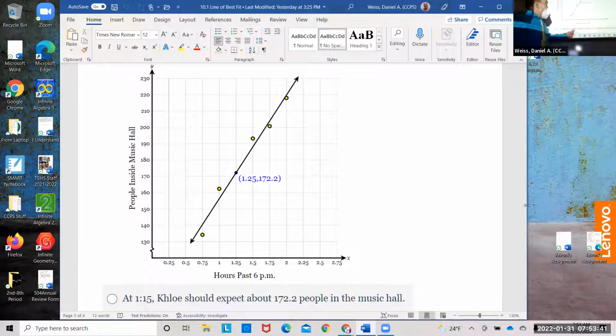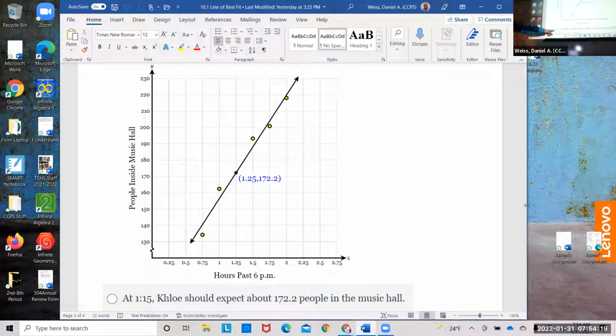Okay. In other words, all right, hours past 6 p.m. Here's 6 o'clock. 1 hour is going to be 7 o'clock. 2 hours is going to be 8 o'clock, right? Does it make sense that 1.25 is 1¼ hours? And would you agree that a quarter of an hour is 15 minutes? A quarter of an hour is 15 minutes. Nod your head if you know what I'm saying. Okay.